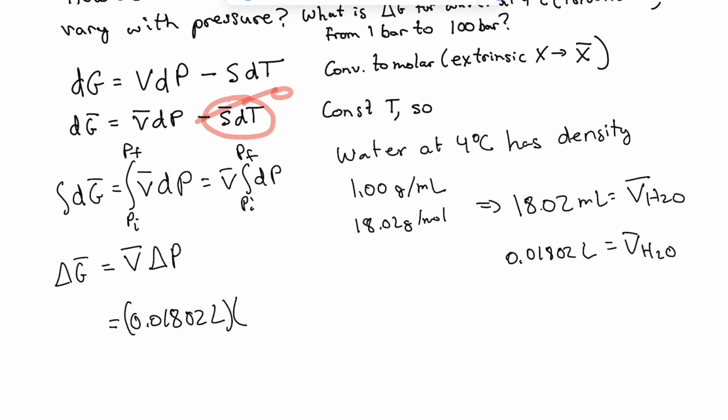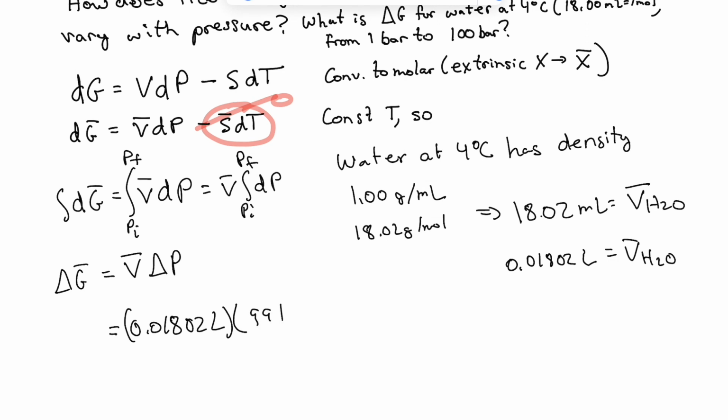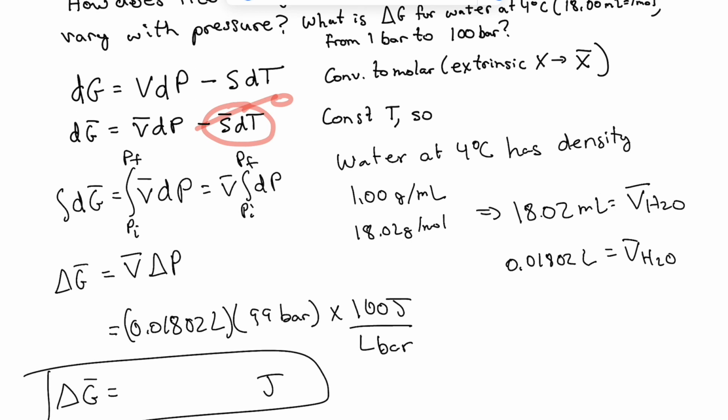So this is going to be equal to 0.01802 liters times my pressure change. Went from 1 to 100 bar, so that's 99 bar. And again, I want to get out of liter bar and go back to joules, a better energy unit. So times 100 joules per liter bar. And I get delta G bar is equal to 178.4 joules, with 4 sig figs, per mole here, because we still have a per mole hanging around from V bar as liters per mole.